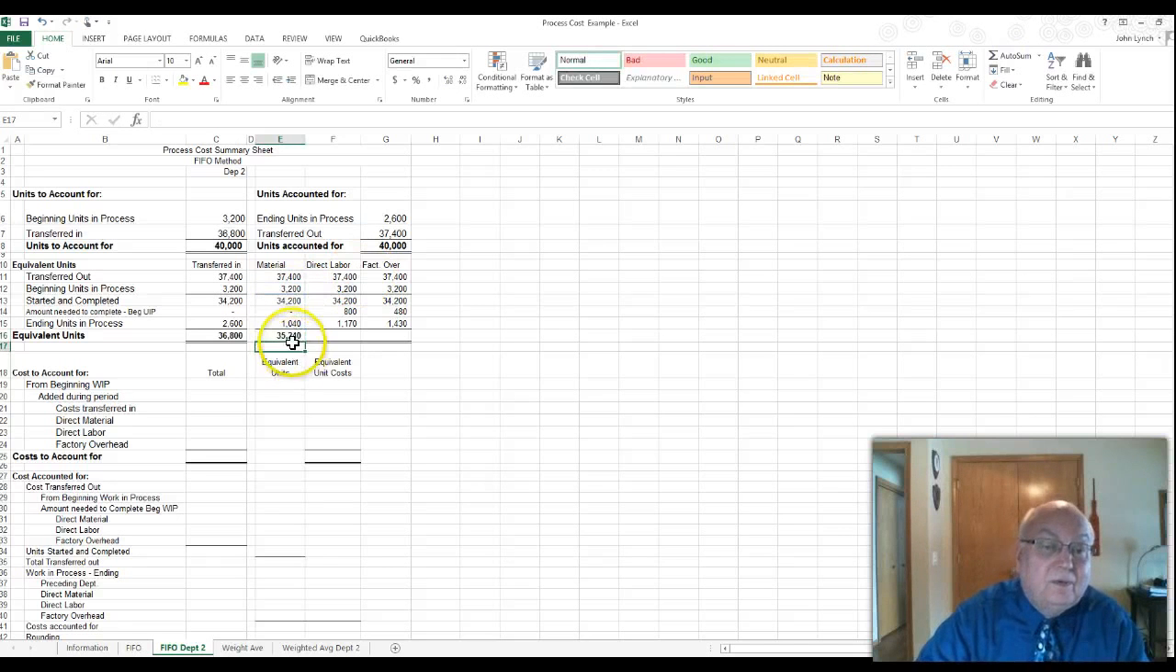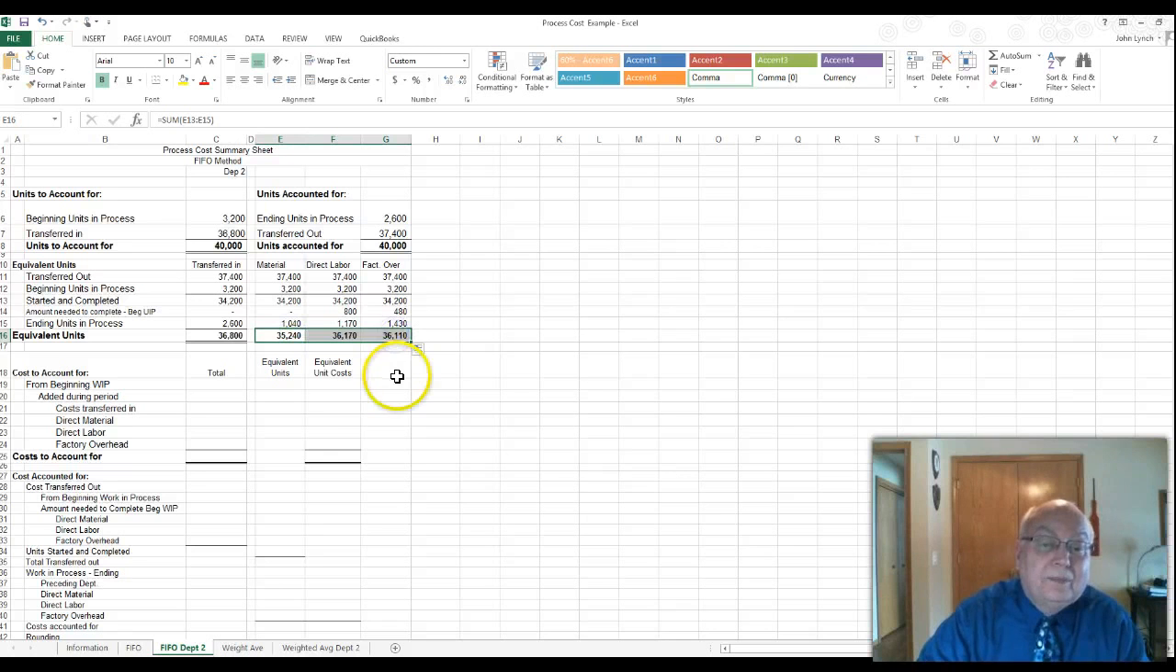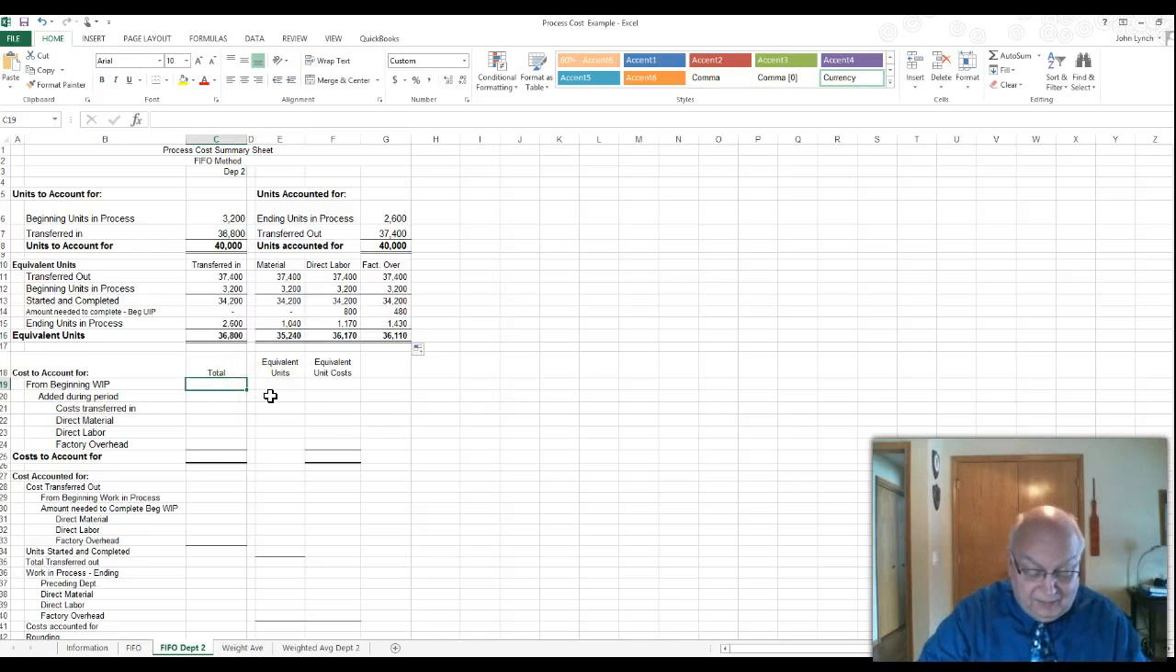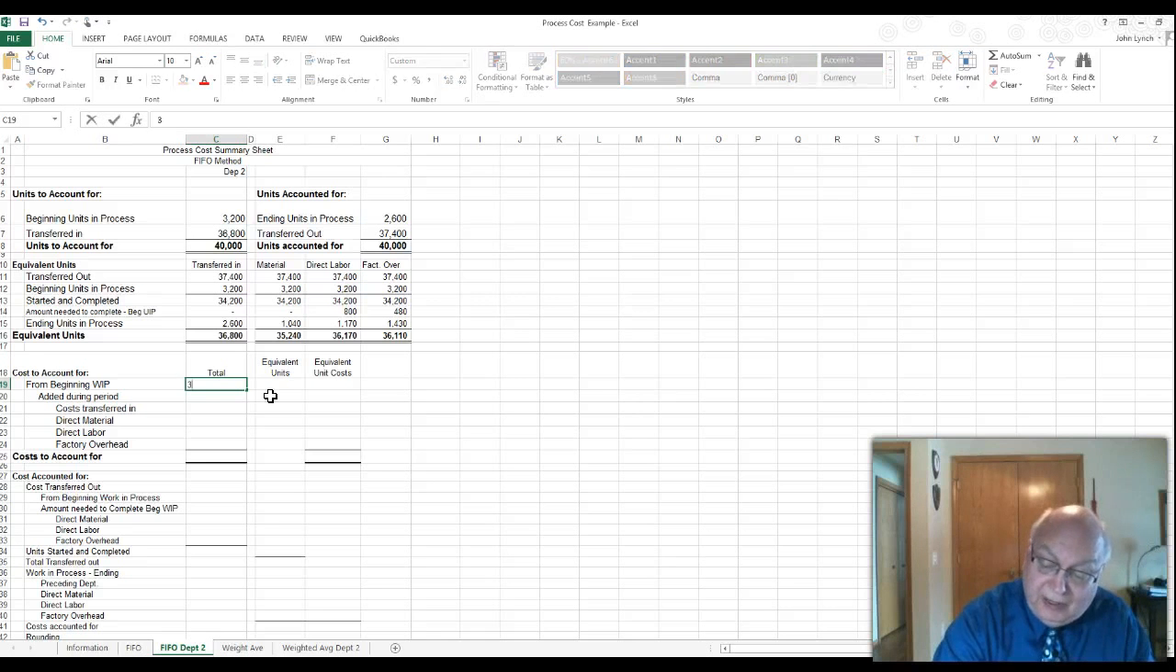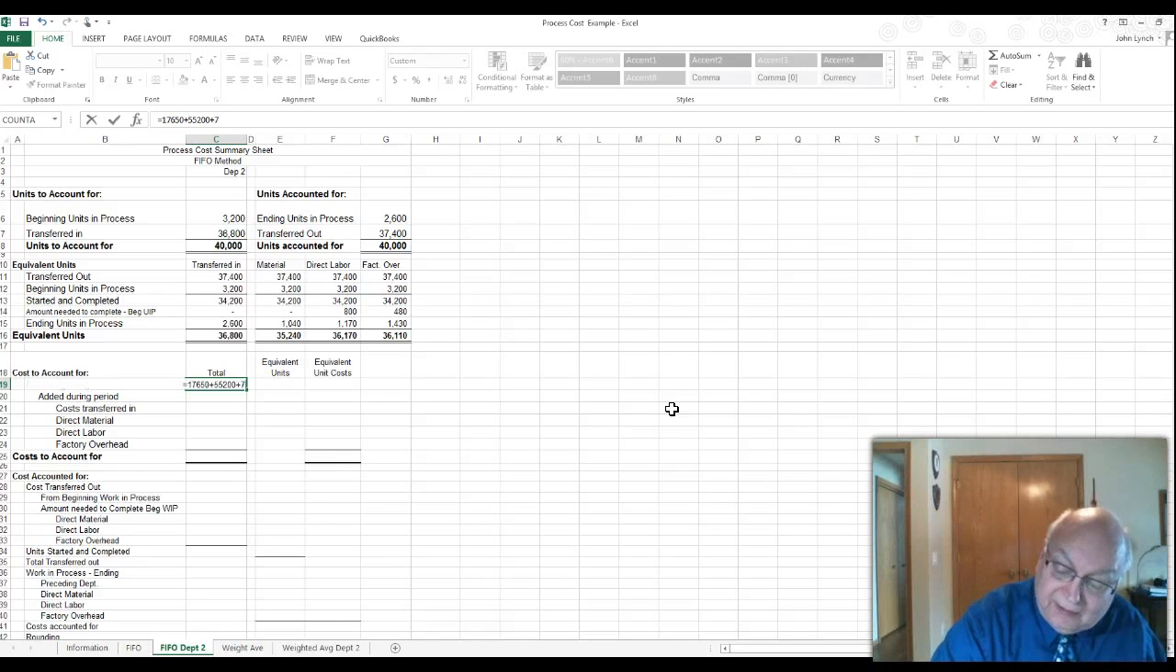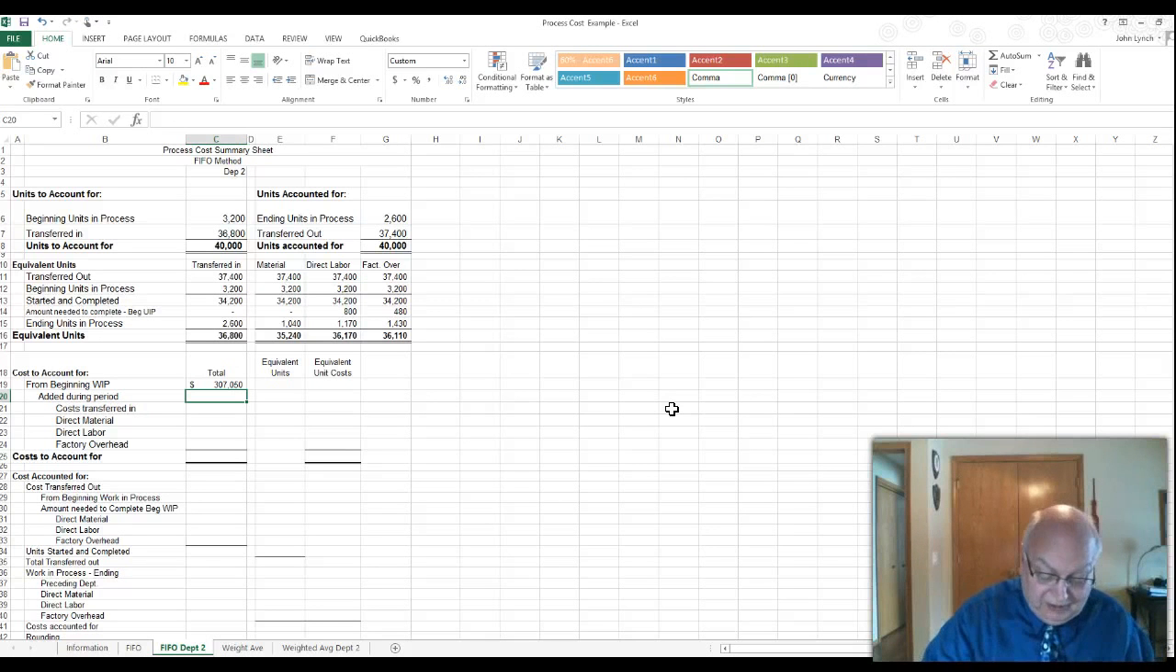And 35,240, and 36,110, and so forth. Okay. Now this is the beginning work in process. This is the from beginning work in process. So this is 307,050. Okay. Now how I got that was simply taking, I'll do it this way, equal 17,650 plus 55,200 plus 75,600 plus 158,600, which is 307,050. It's the sum of your beginning units in process.